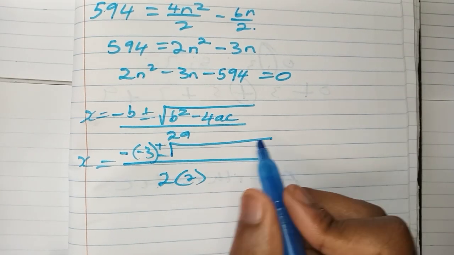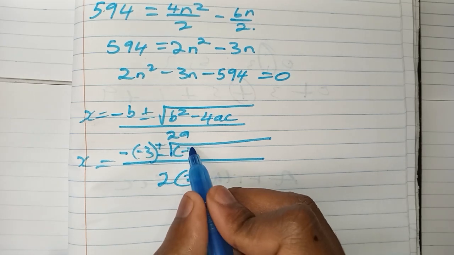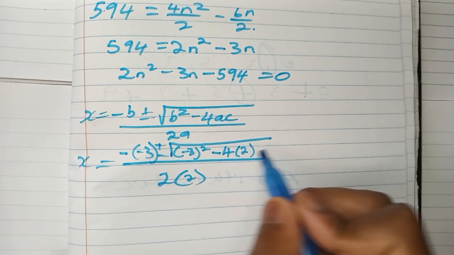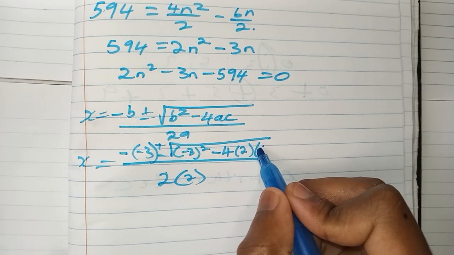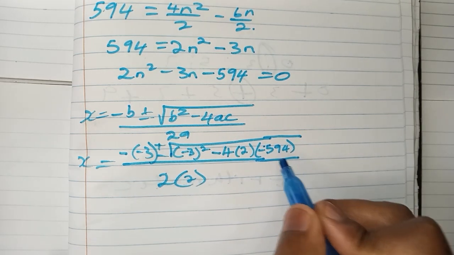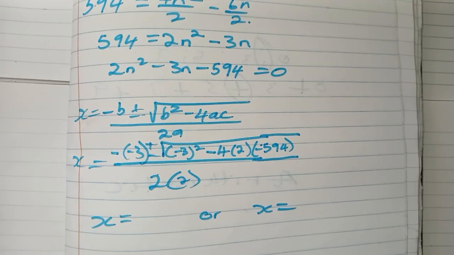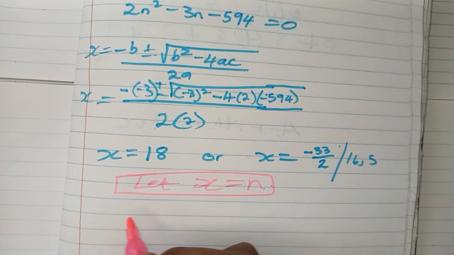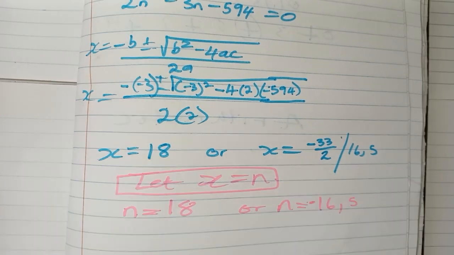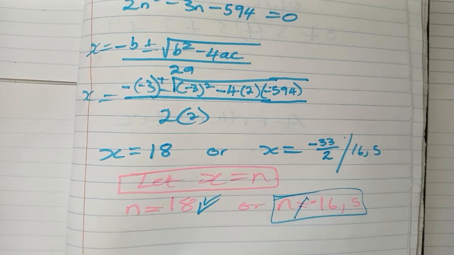root. Now we have minus 3 squared minus 4, a is 2, and c is 594, that is negative 594. So you type this in your calculator and you write down the solutions. You're now going to have something like this, n is equal to 18, or this is the part where you're supposed to decide which one is the solution. Now you cannot say n is equal to negative 16.5. You must be crazy. You can also check, you can substitute this value in the formula and see what it gives you.